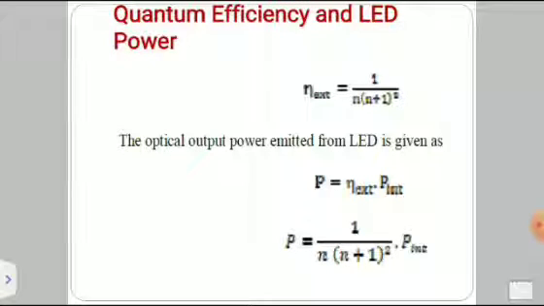It is given in the following equation. See this equation here: the external quantum efficiency is equal to 1 upon n into (n plus 1) squared, and the optical output power emitted from the LED is given by the external quantum efficiency into the internal power. That is, P is equal to 1 by n, where n is the excess carriers, n into (n plus 1) squared into P internal. This is one of the very important equations.